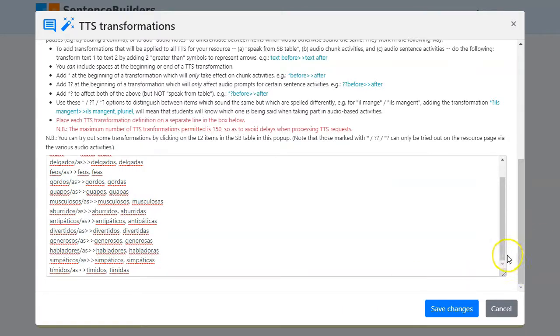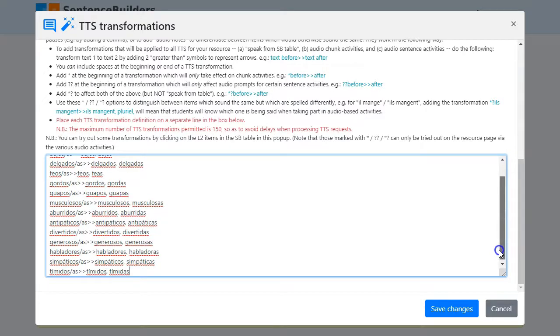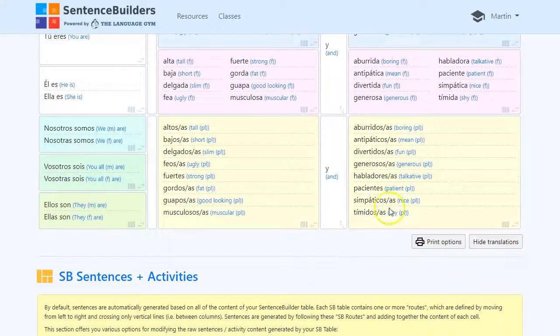And you can see now that I've added text-to-speech transformations for all of those adjectives, so that when you click in the table it won't say antipaticos as, it'll say antipaticos, antipaticas. Let's save the changes and I'll show you how that works. So listen now to the difference. Musculosos, musculosas. Habladores, habladoras. Divertidos, divertidas. Simpáticos, simpáticas. And that is that resource finished.